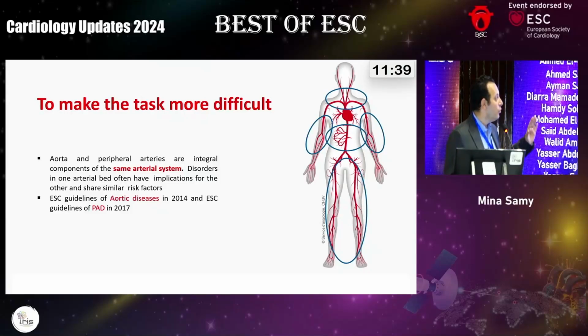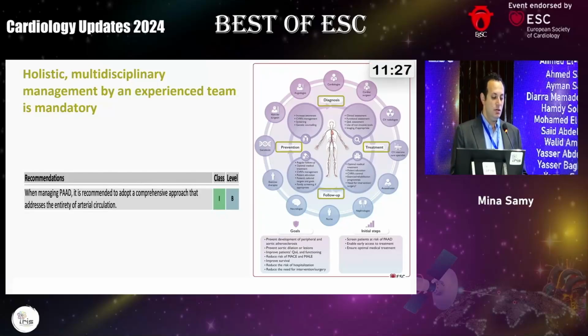So they included all the vascular beds, including the carotid, like Dr. Karim talked about, the peripheral for the upper limb and the lower limbs, and the aortic and the renal. So the first message from the guidelines is that a multidisciplinary team is needed, starting from the cardiologist to the cardiac surgeon, to the vascular surgeon, to all the other specialties.